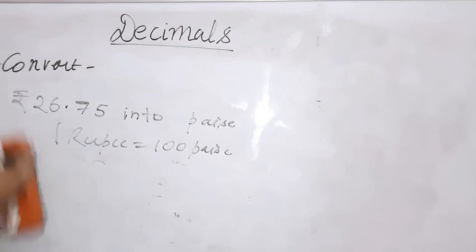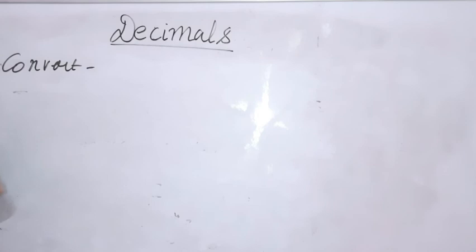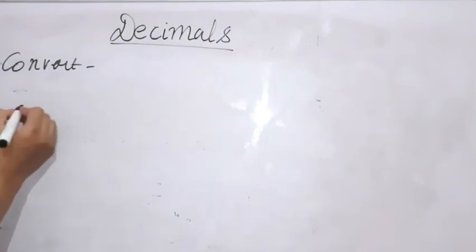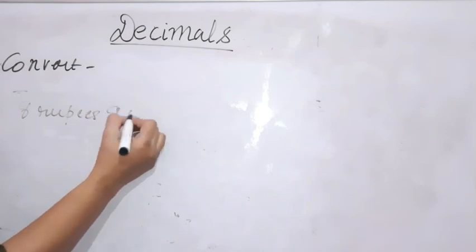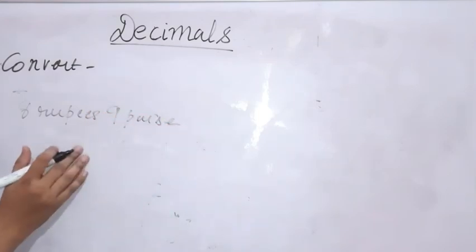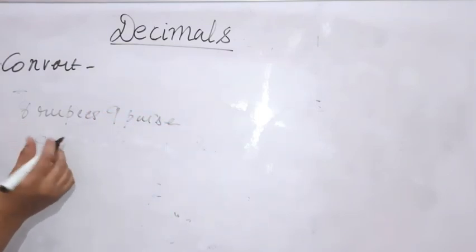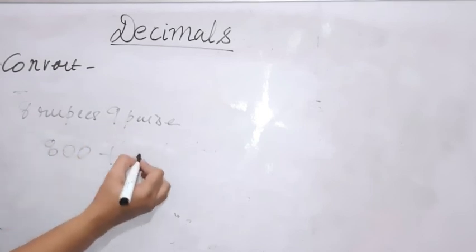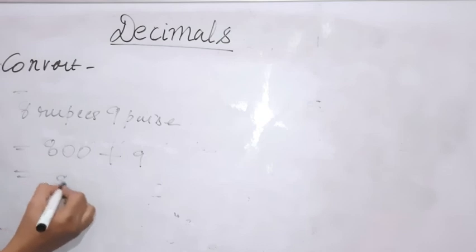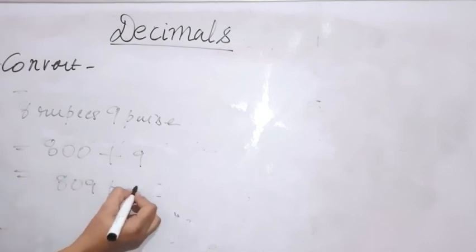Now, for example, you have to convert 8 rupees and 9 paise to paise. How will you convert? 1 rupee is equal to 100 paisa, so 8 rupees will be 800 paisa, plus 9 paisa. It will be 809 paisa.